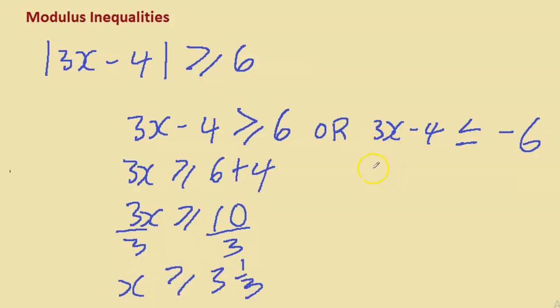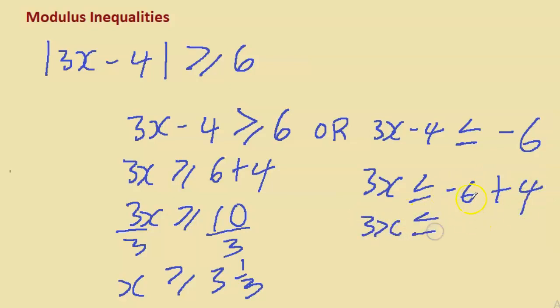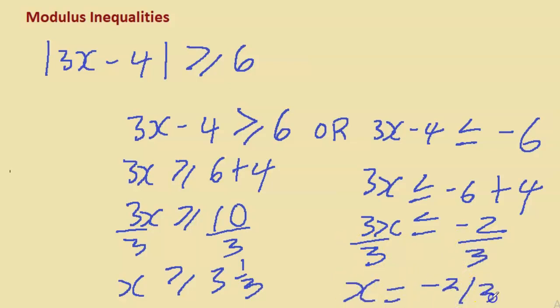Over here, grouping, so we have minus 6 plus 4, so 3x is less than or equal to negative 6 plus 4, that's negative 2, right? Divide both sides by 3, so x is less than or equal to minus 2/3. So again, if it was less than, it will be between the two values.